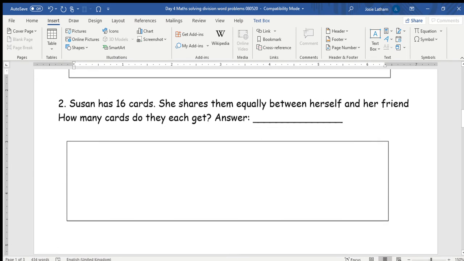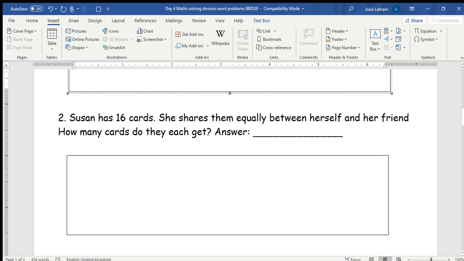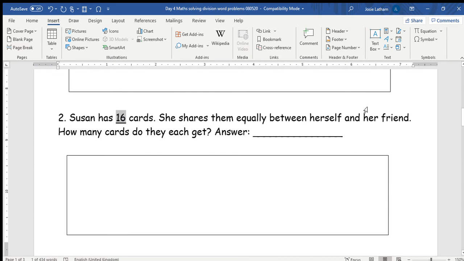The next question. Susan has 16 cards. She shares them equally between herself and her friend. How many cards do they each get? Our first number is quite clear, isn't it? 16 cards, that's the total number. Our second number, we can't see it, but it is there. She's sharing them between herself and her friend. So how many people is that? That's 2 people. So that's our second number.